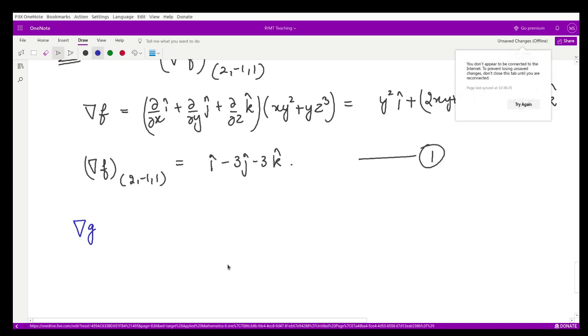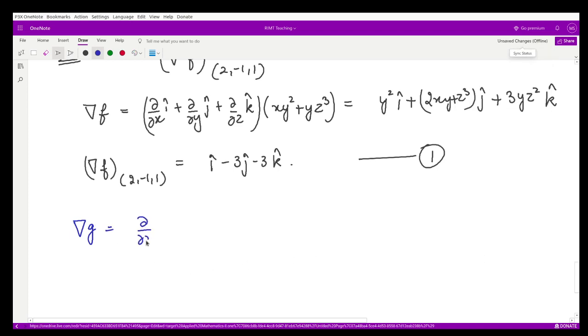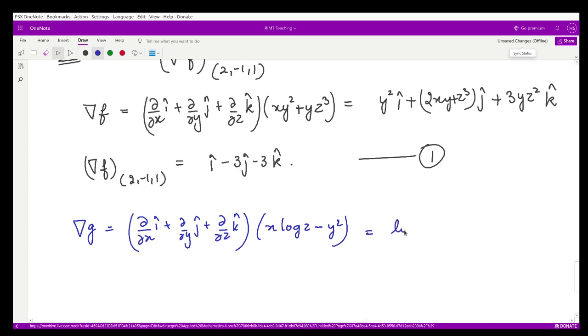So if I calculate the gradient of G, that means you are calculating del by del x i cap plus del by del y j cap plus del by del z k cap. This operator you are applying onto the given surface x log z minus y square. So if you take the partial derivative with respect to x, it would be log of z i cap, right? With respect to y, it would be minus 2y j cap, and with respect to z, it would be x upon z k cap.